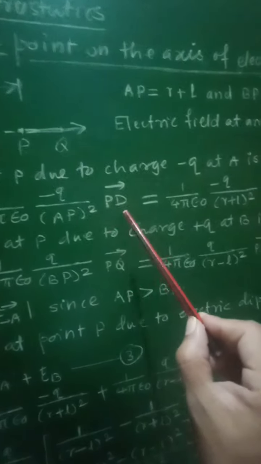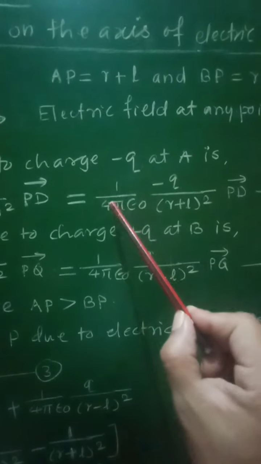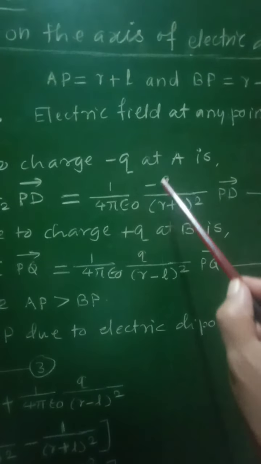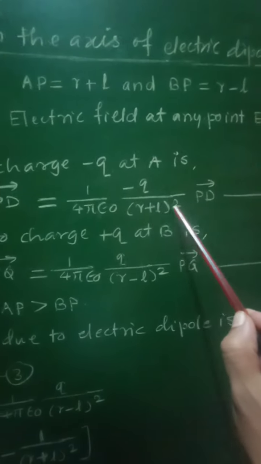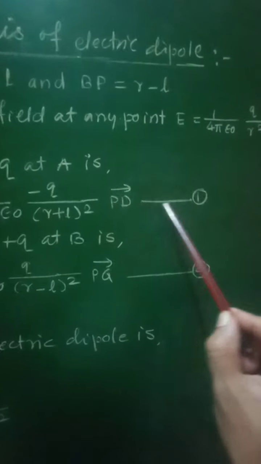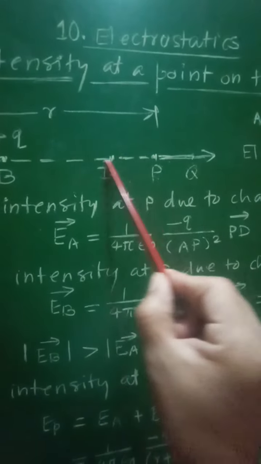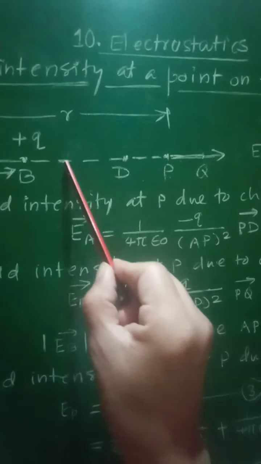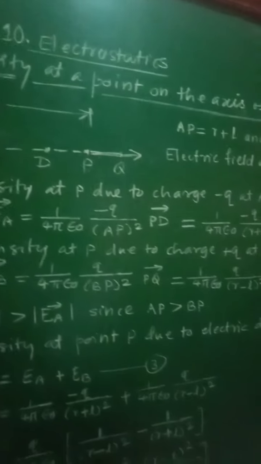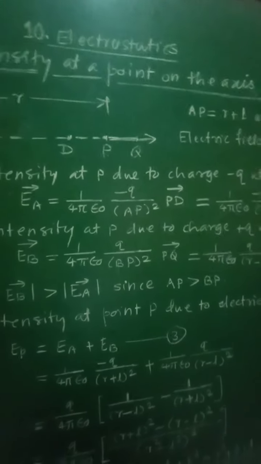But AP is equal to R plus L, and therefore we can write vector EA equals 1 upon 4 pi epsilon 0 into minus q upon R plus L whole square into unit vector PD, equation number 1. So, that PD is the unit vector along this line that is directed towards the charge or the electric dipole. This is for the negative charge, that is minus q.